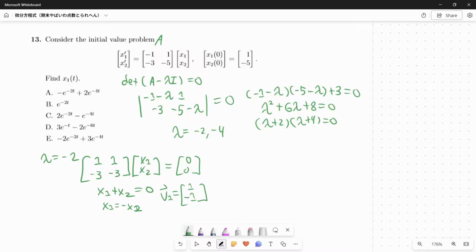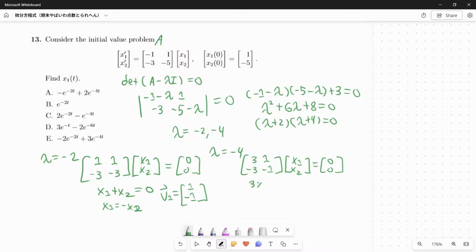And so the next thing you want to do is rinse and repeat this process for the second eigenvalue. So in the case of lambda equal to negative 4, you should end up with an expression that looks like 3, 1, negative 3, and negative 1 times x sub 1 and x sub 2 is equal to 0 and 0. And then doing the same process, I'll use the top row again.